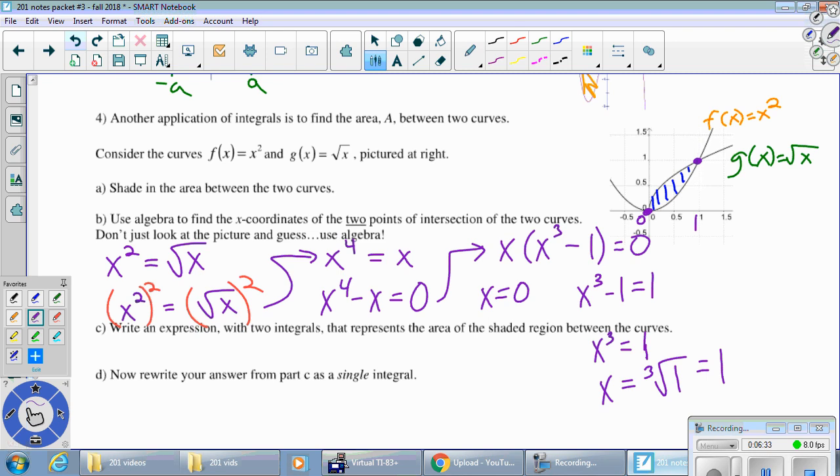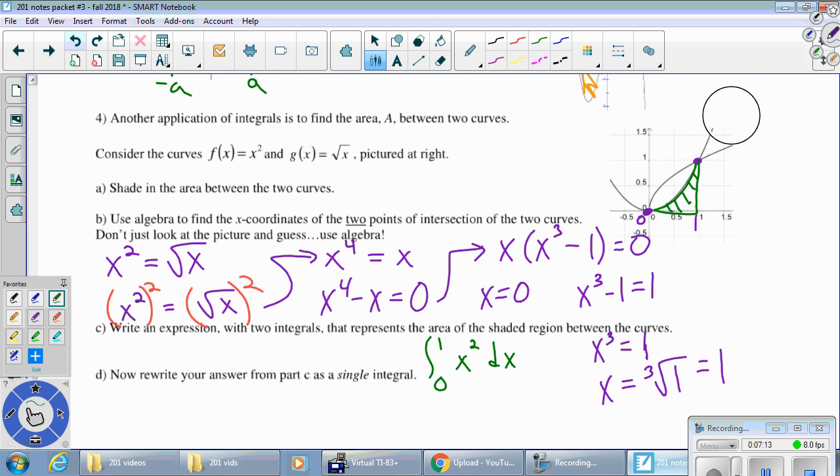Let's write an expression with two integrals that represents the area of the shaded region. All right, here we go. I want the area of the blue, but an integral gives you the area not between two curves, but rather between a curve and the x-axis. So for example, suppose that I want the area here underneath that x squared curve. Then we would say the integral from 0 to 1, those are the x coordinates of the points of intersection. That's why we needed them. Underneath the x squared curve. So x squared goes right here, dx.